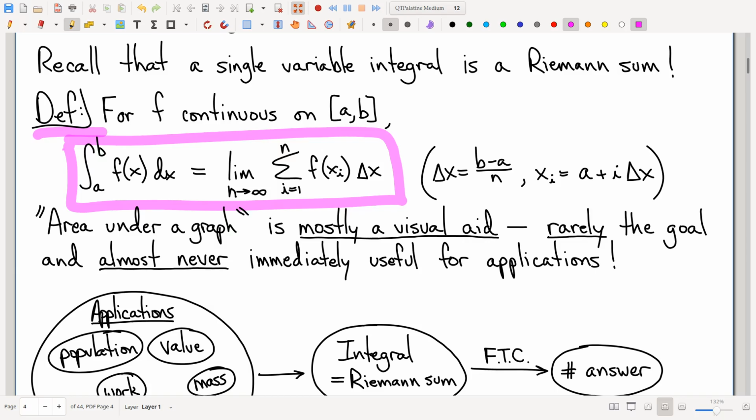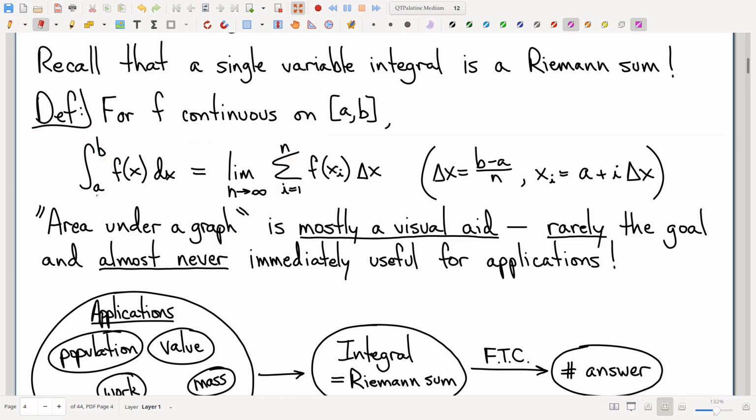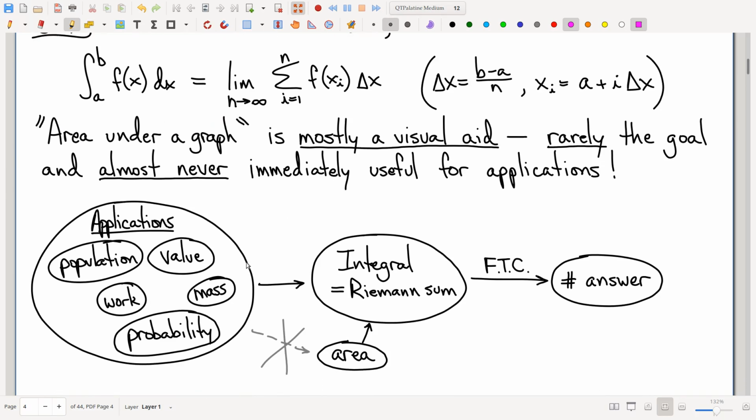As engineers, rubber meets the road. Solving problems, getting answers, building bridges, right? You need to understand Riemann sums. And let me try to persuade you why. And that comes from this diagram right here.